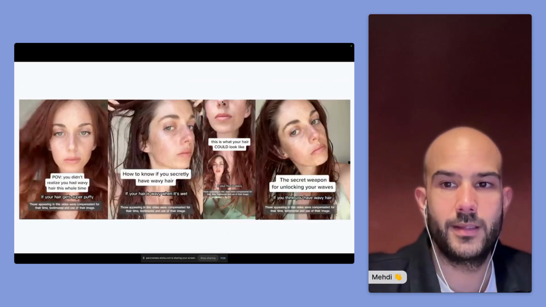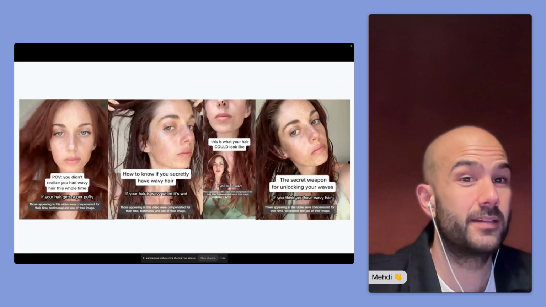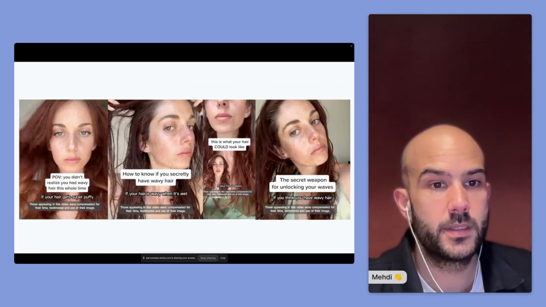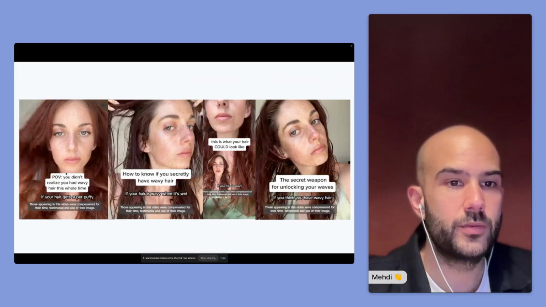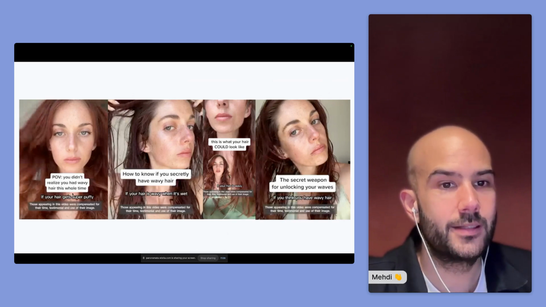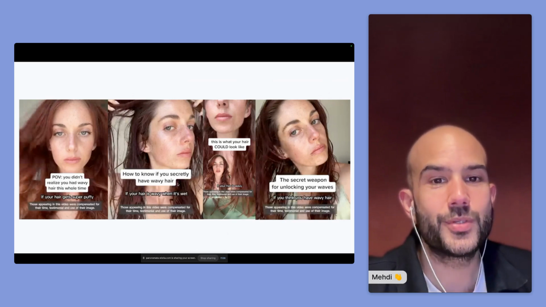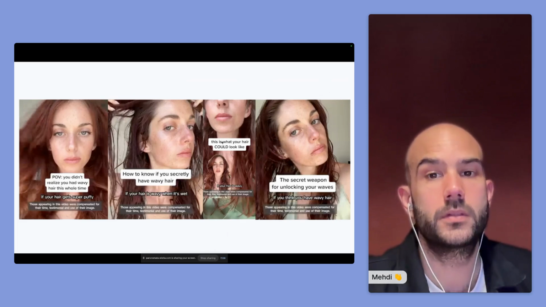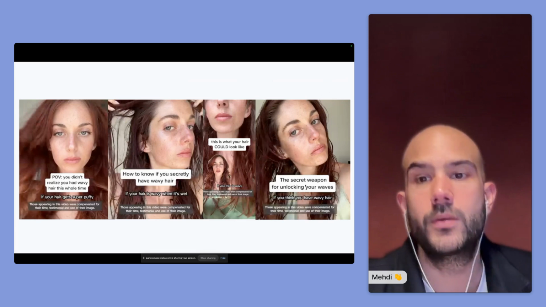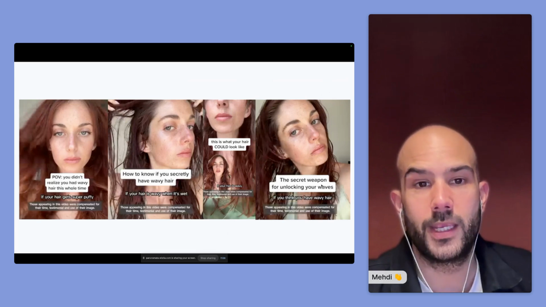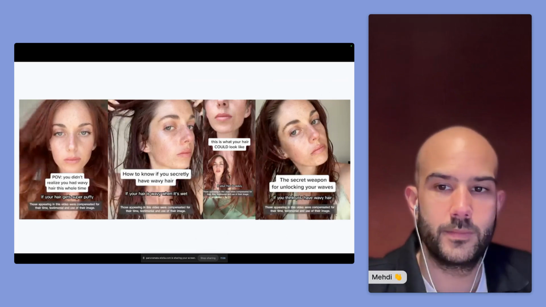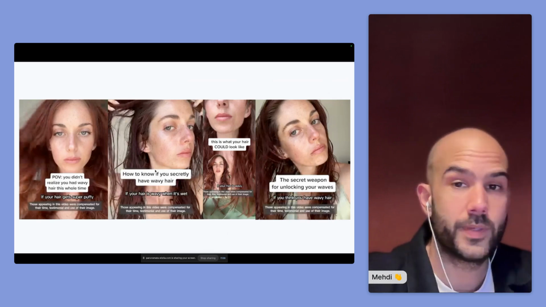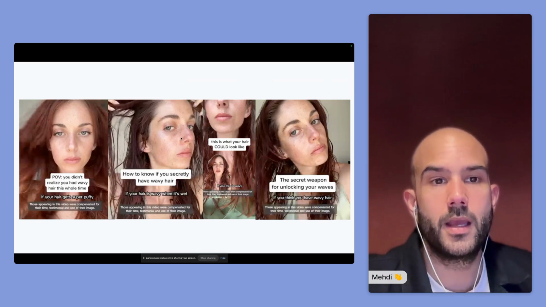Pretty much the same way here. Again, same ad, same product, same offer, 4 different triggers here. POV: you didn't realize you had wavy hair this whole time. How to know if you secretly have wavy hair. Again, this is curiosity. This is what your hair could look like. This is future you. The secret weapon for unlocking your waves. This is the same trigger as this one, which is the curiosity and the secret as well. Super powerful trigger, but it's fun to see that they're using this one as well.